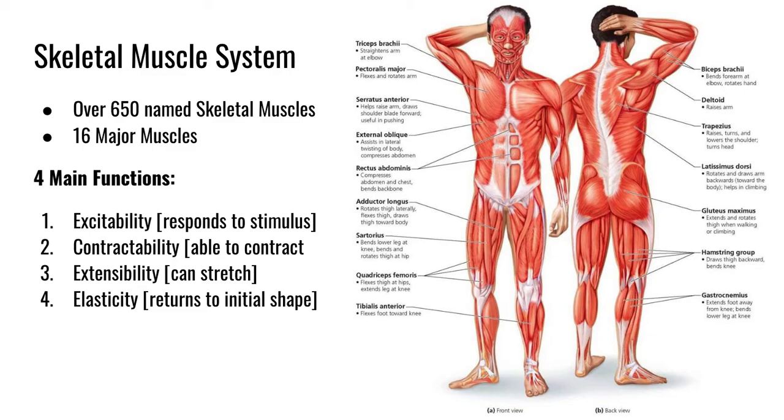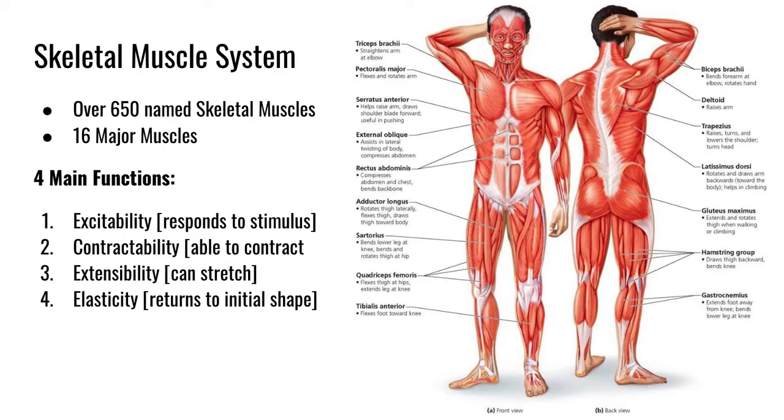Now it's time to shift gears into the skeletal muscle system. So there are over 650 named skeletal muscles. For simplicity's sake, we're going to focus on 16 of the major muscles that move our bodies.